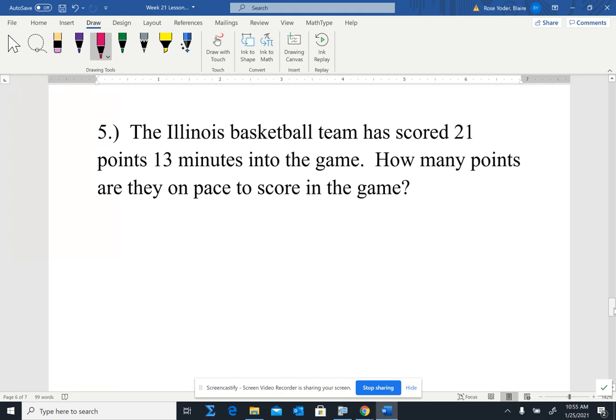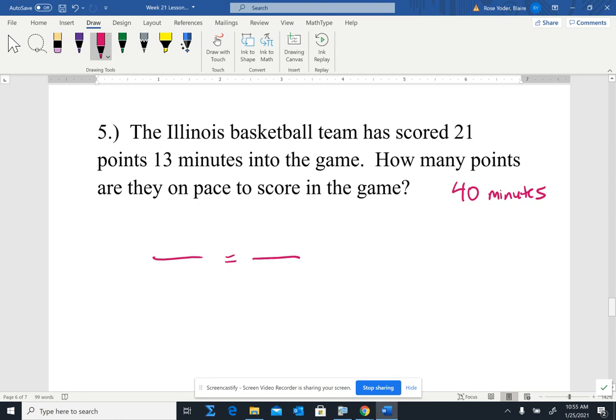So I wanted to show you this quick calculation. I'm constantly thinking about this when I watch games. So you guys know I'm a big Illinois basketball fan. So if they have scored 21 points 13 minutes into the game, one thing you need to know is games in college are 40 minutes long. I can put these fractions in whatever format I want. I just have to be consistent.